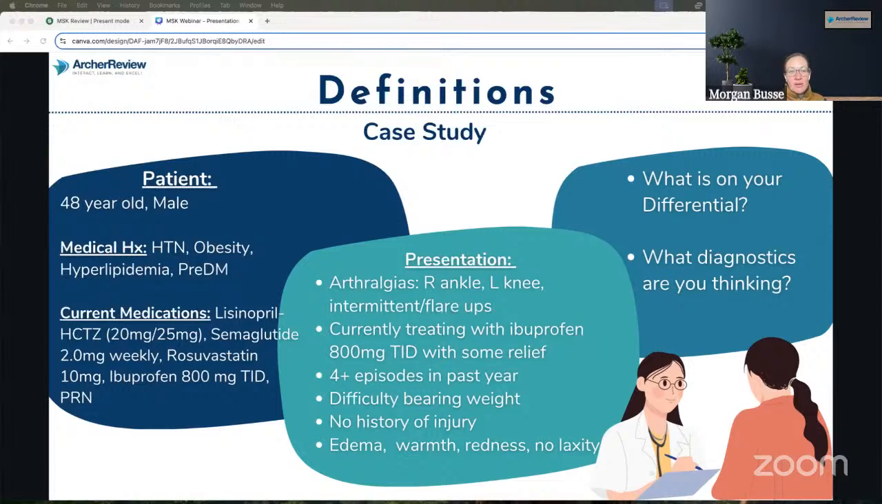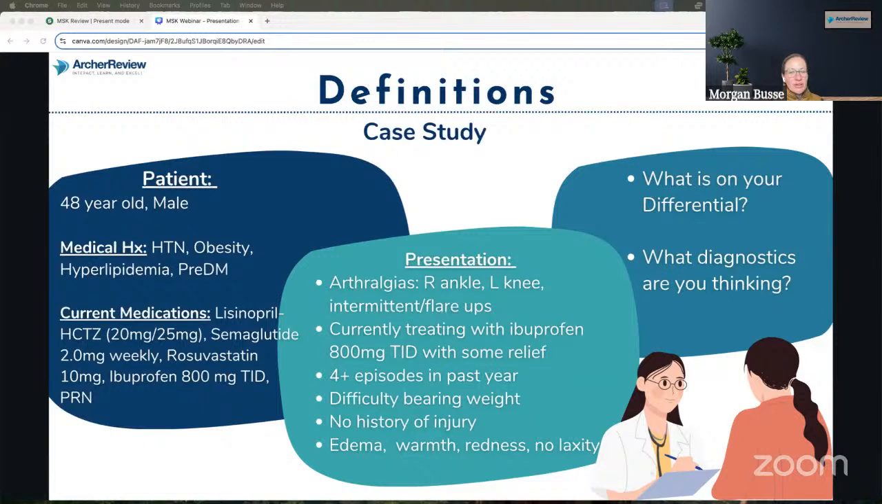So we have a 48-year-old male patient, history of hypertension, obesity, hyperlipidemia, and pre-diabetes. All right, he's taking lisinopril hydrochlorothiazide. He's also on semaglutide, 2 milligrams weekly, rosuvastatin, ibuprofen as needed. All right, he comes in. He is telling us his right ankle and left knee. This is actually a patient of mine.